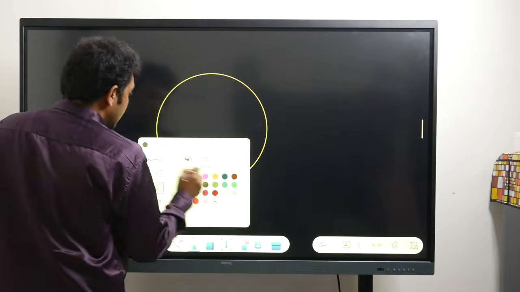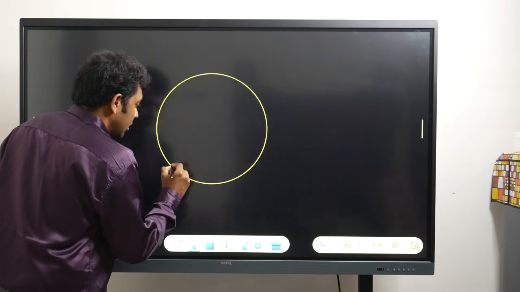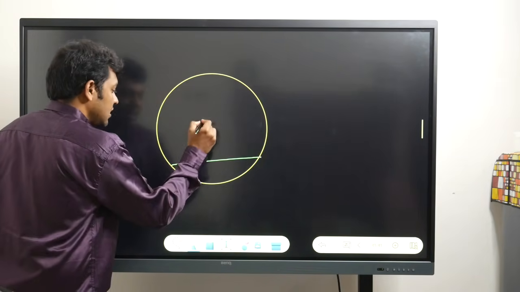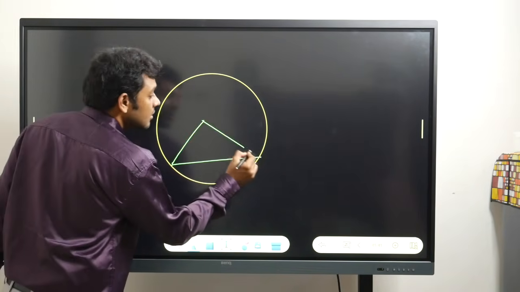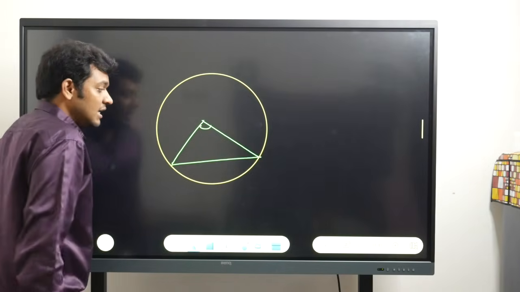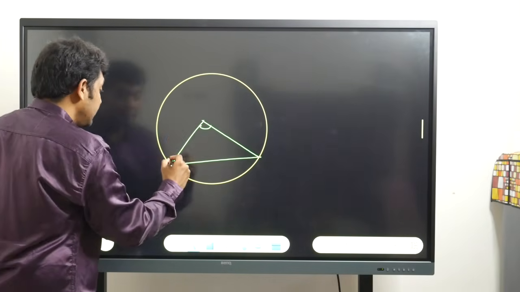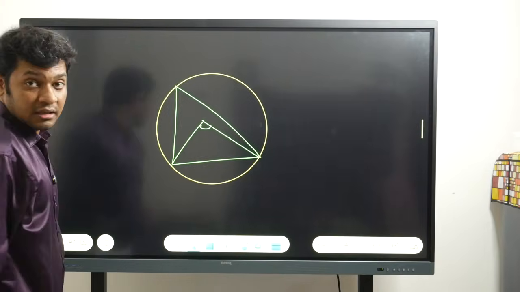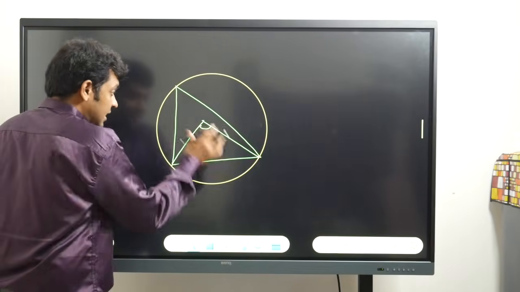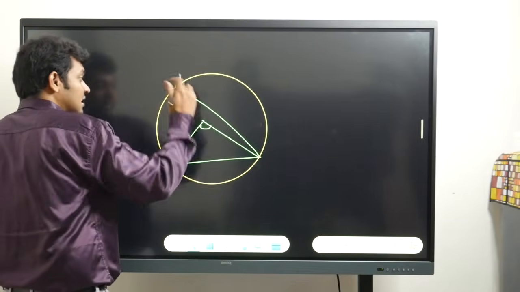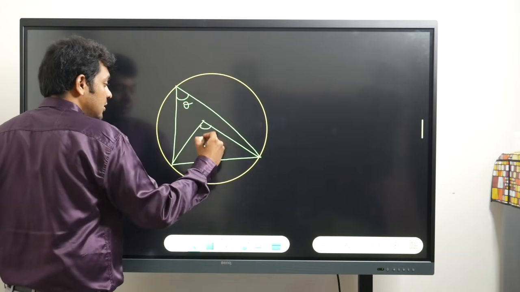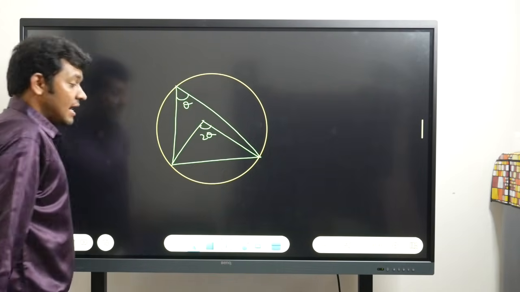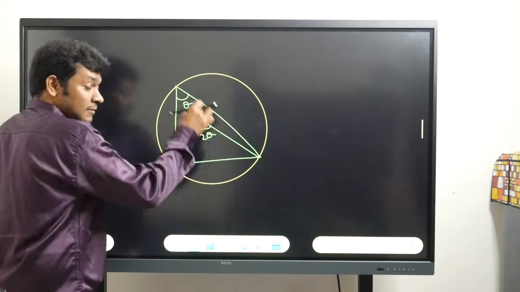In a circle, if you just have a chord, the angle made by the chord with the center will be twice the angle made by the chord in the other segment. Okay, so if this is the chord making the angle at the center, and the same chord in this segment, this is theta, this should be 2 theta. Angle made by a chord with the center.